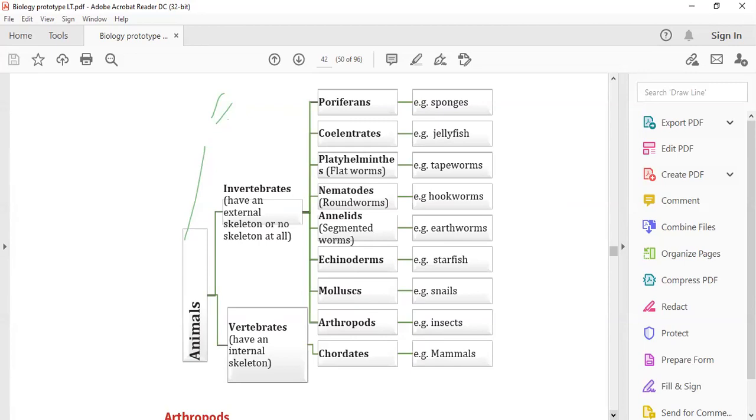Now, these organisms that we have seen in kingdom Animalia have been grouped into what we call vertebrates and then invertebrates. Okay? May I know the meaning of invertebrates?